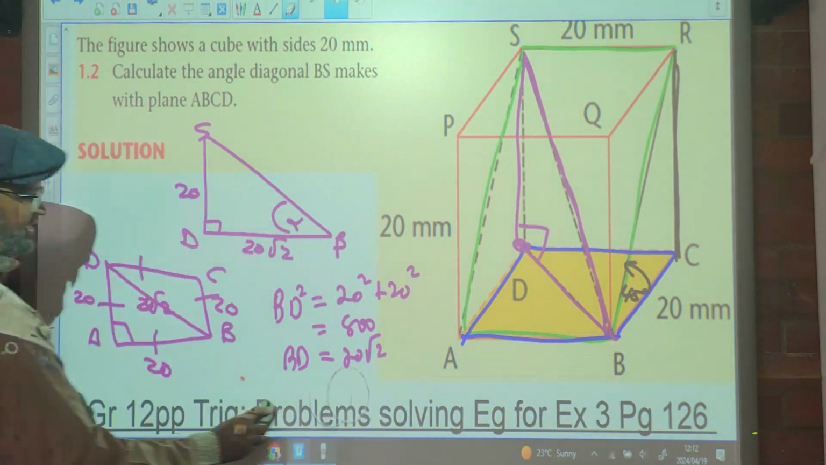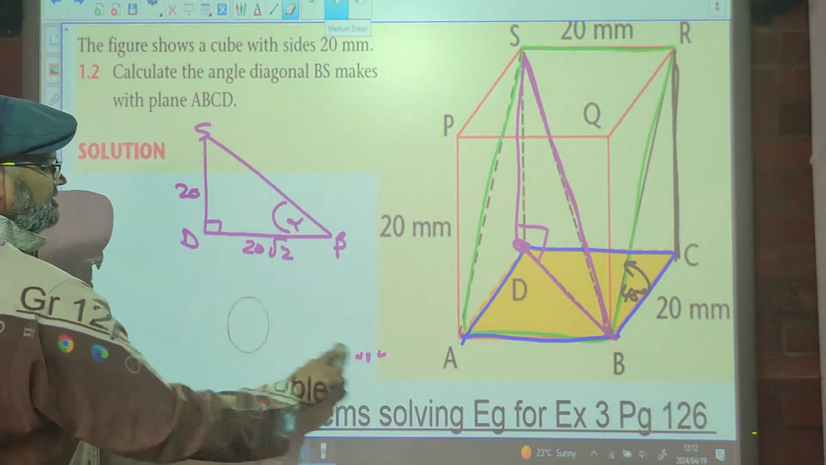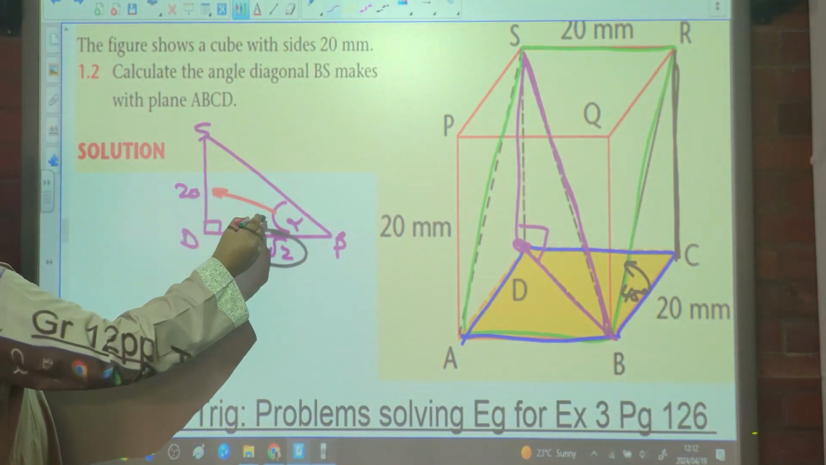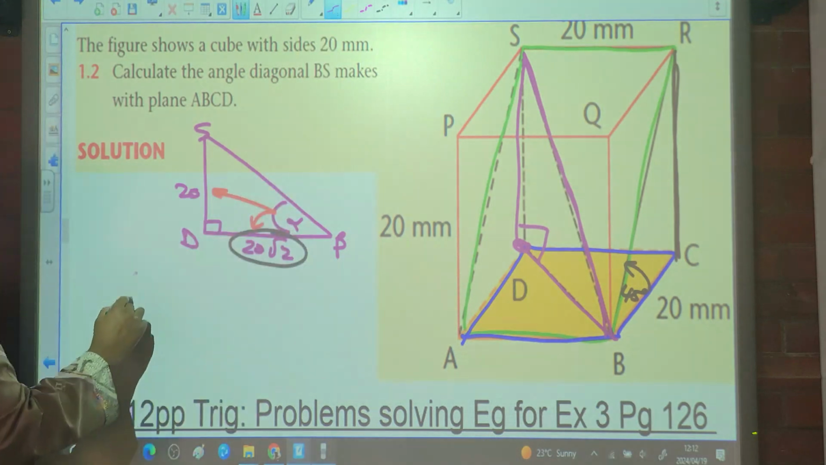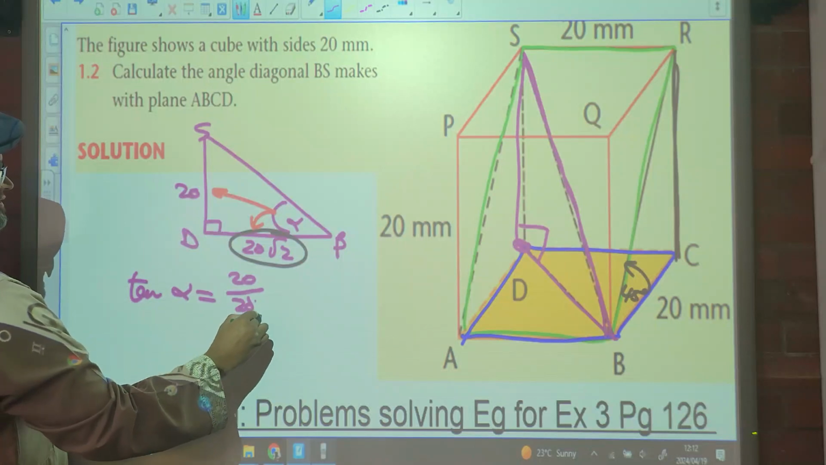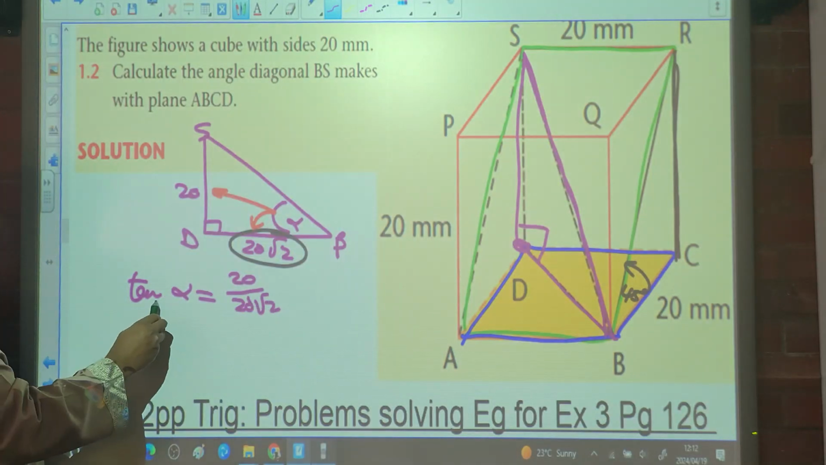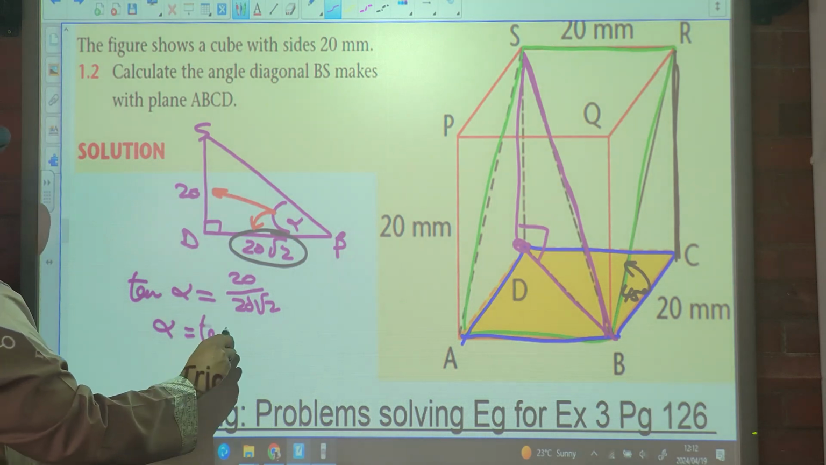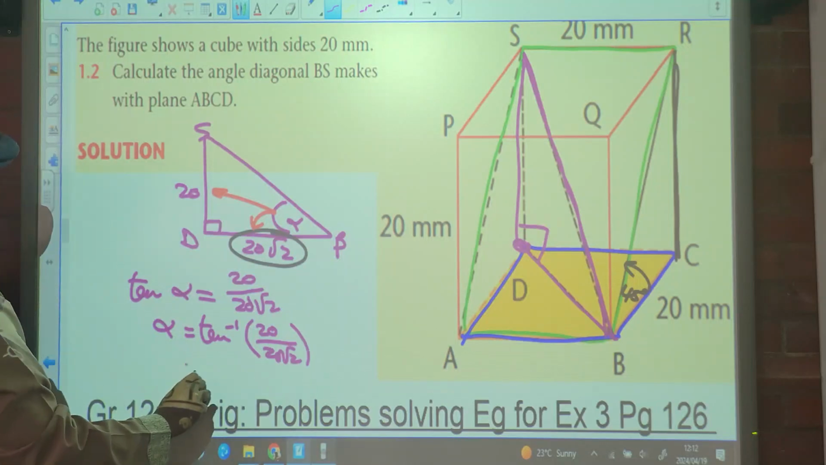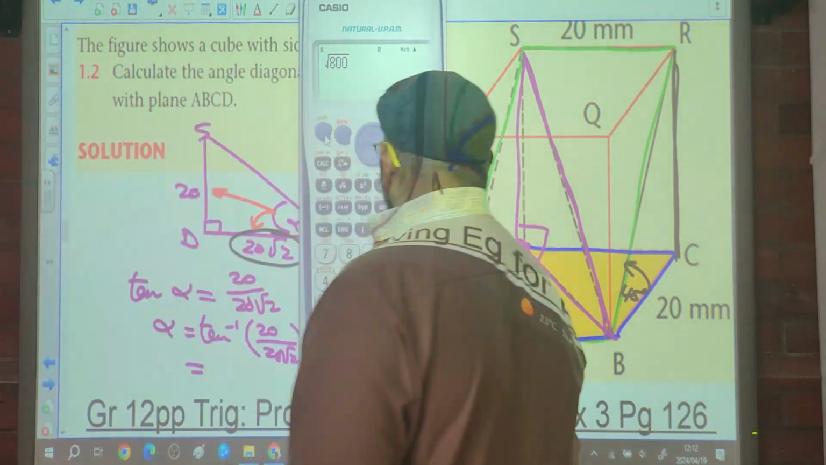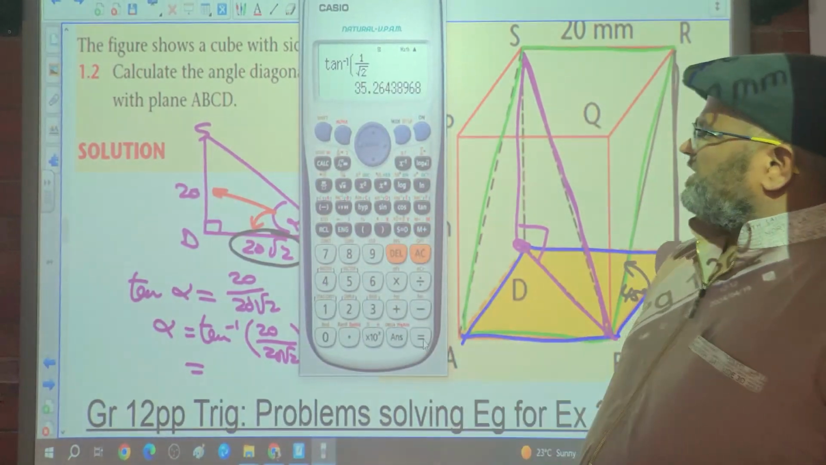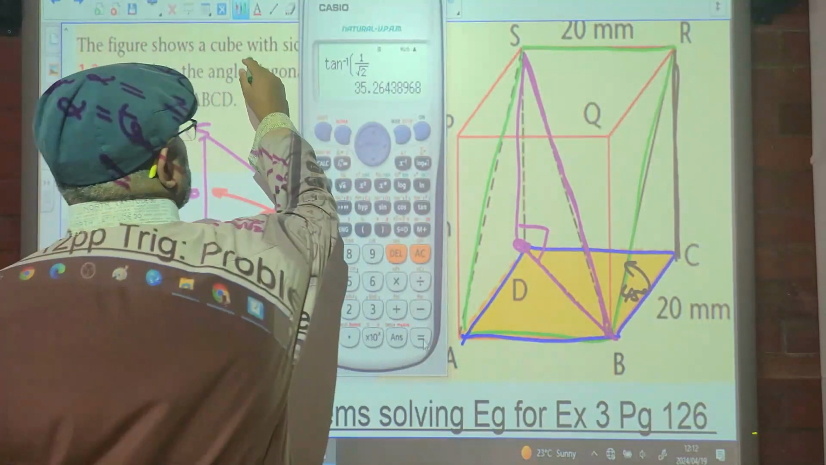So how do we calculate that angle alpha? Tan, again, that's opposite and adjacent. So tan of alpha equals opposite, which is 20, over 20 root 2. So alpha is equal to arctan of 1 over root 2, or 20 over 20 root 2. Arctan, and I answer 35.26.